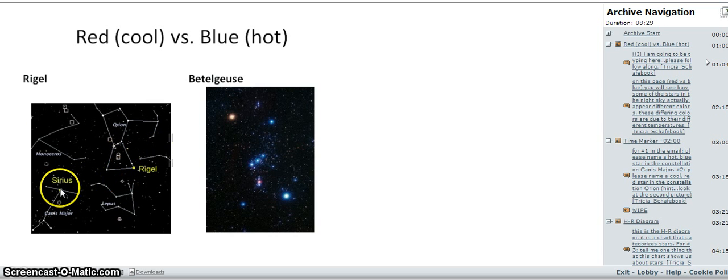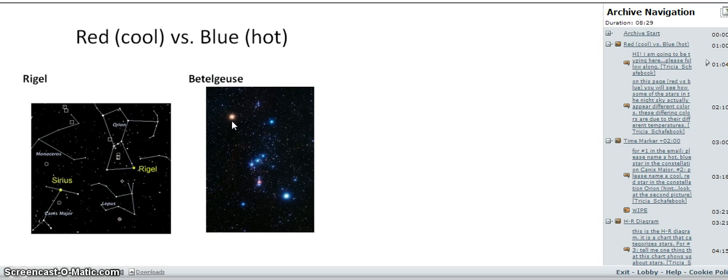Sirius is a bright blue star. Rigel is also a bright blue star. So these are showing you two hot stars. In this picture, this is a blow-up of Orion. You will notice that this shoulder star is called Betelgeuse. It is a red giant. It is nice and cool.